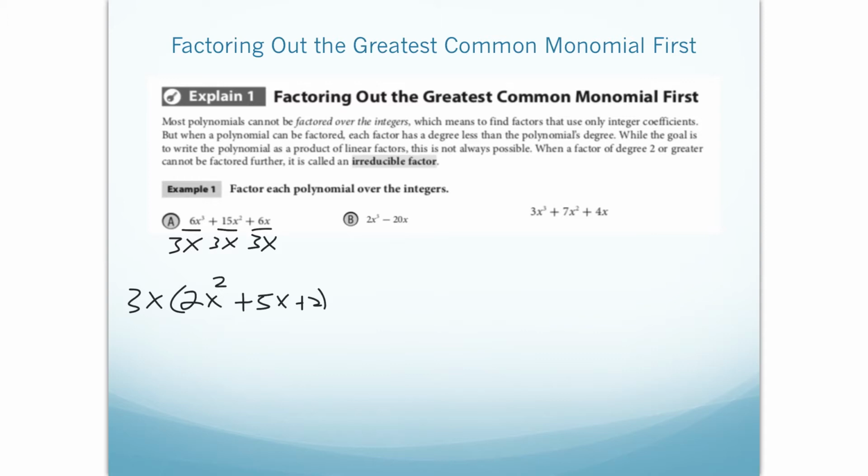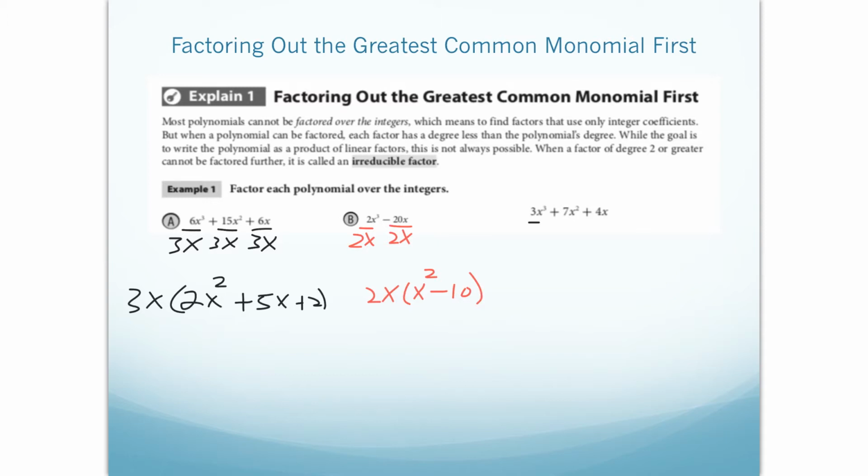Next one, we have greatest common factor here being 2x. So if we factor a 2x out of here, 2x to the third divided by 2x is x squared. Negative 20 divided by 2 is negative 10. The x's cancel out. And the last one, there is no greatest common factor.